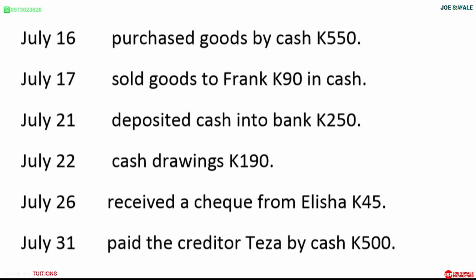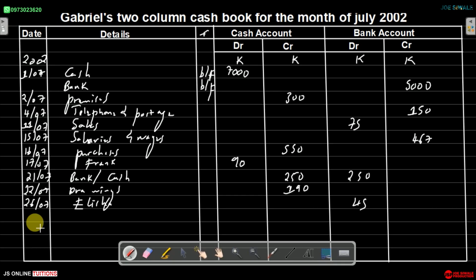Then on the 31st of July, paid the creditor Teza by cash amounting to 500 kwacha. So this type of transaction is taking money out of the business, and since we paid by cash, that means that we are supposed to credit the cash account. So 31st of July, we're going to say Teza, and credit that amount.